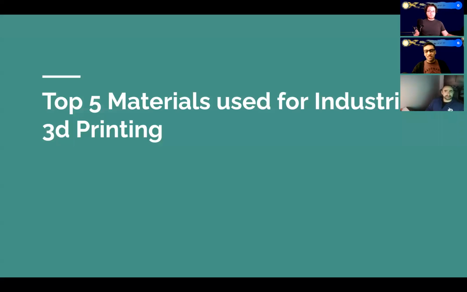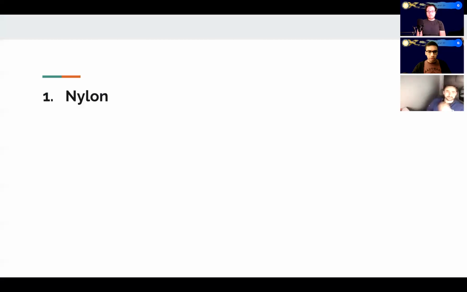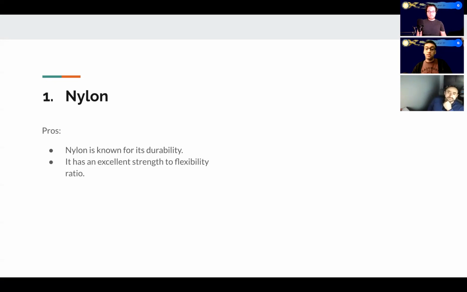Okay, I'm going to discuss the top 5 materials used for industrial 3D printing. We even use some of these materials in our workshop series as well. The first one is nylon. Some pros: nylon is known for its durability. It has an excellent strength-to-flexibility ratio and very little warpage. What that means is that when you're printing an object, if the surrounding is too cold, it starts to warp because there's not enough heat for it to stay down. This is a common 3D printing problem.